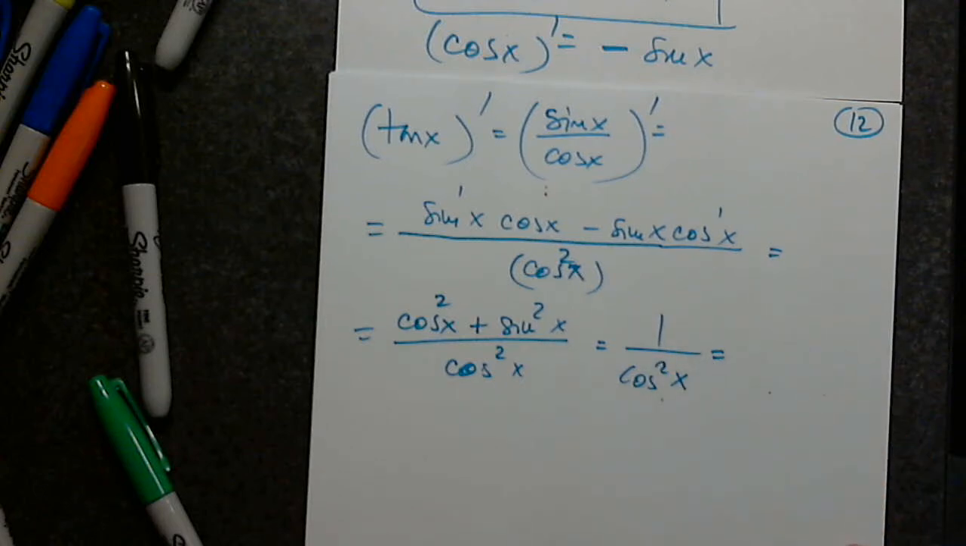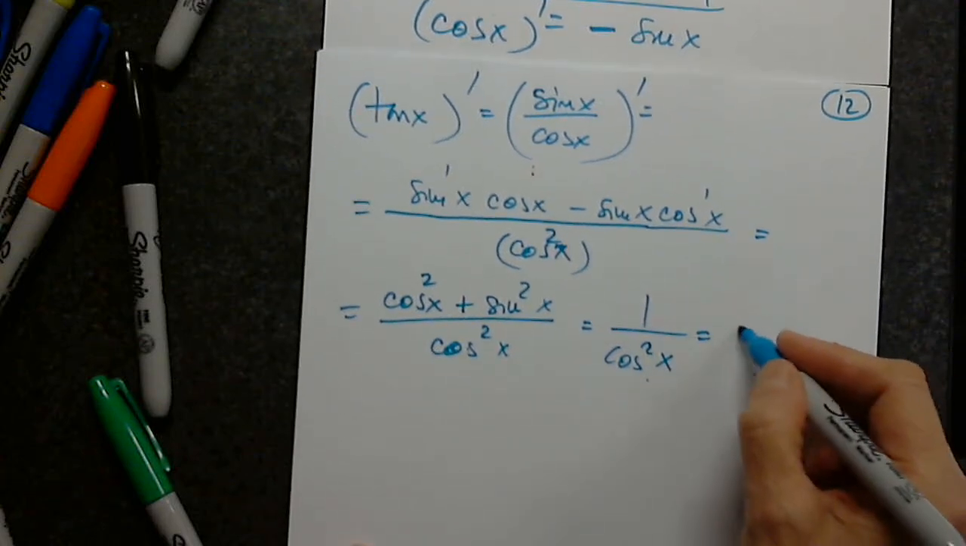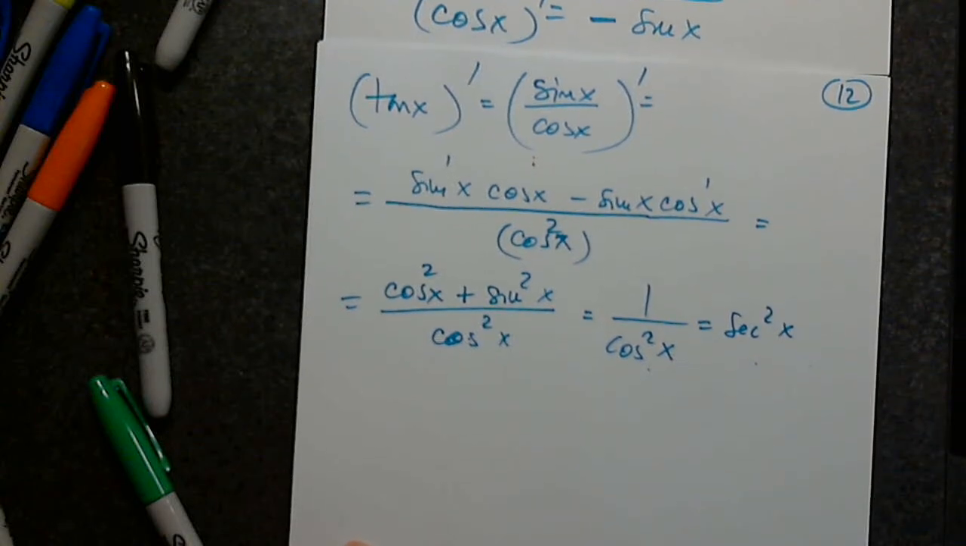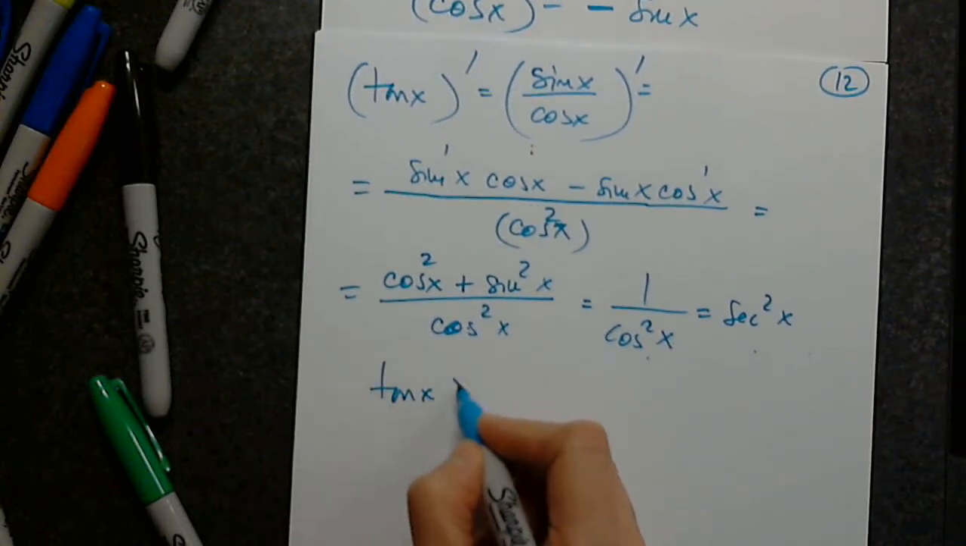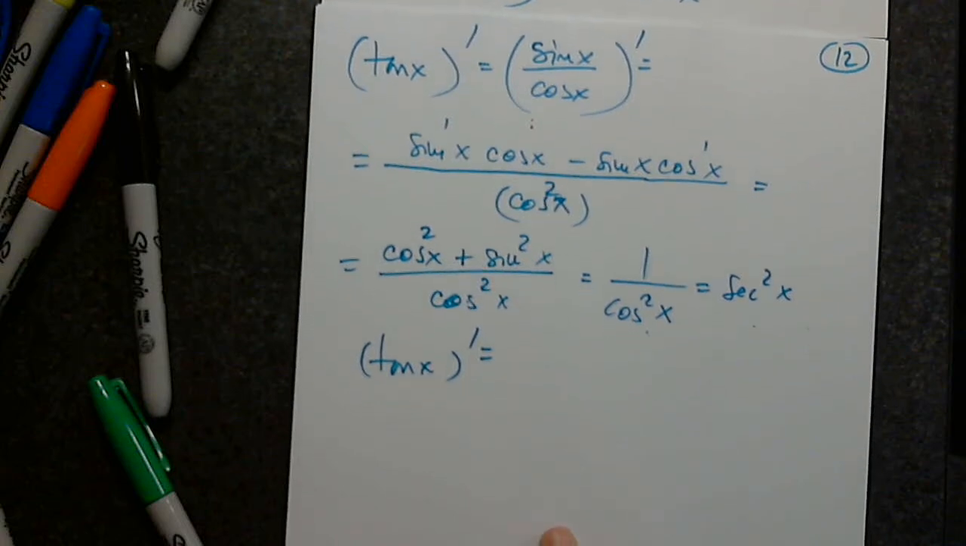And what is 1 over cosine? What function is that? Secant. So this is secant squared. So then we will know from now on that tangent prime equals secant squared.